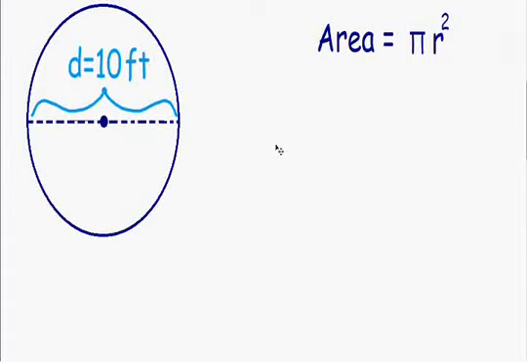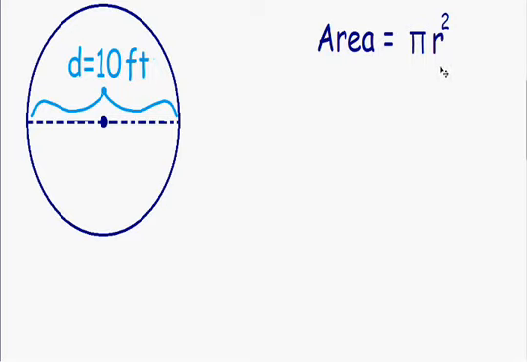So in this video, we are going to find the area of a circle. And the formula that we could use to find the area of a circle is the area is equal to pi r squared. And the r stands for the radius, so you could say that the area is equal to pi times the radius squared.